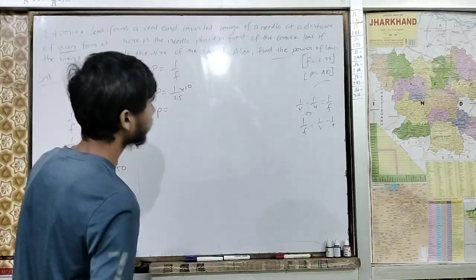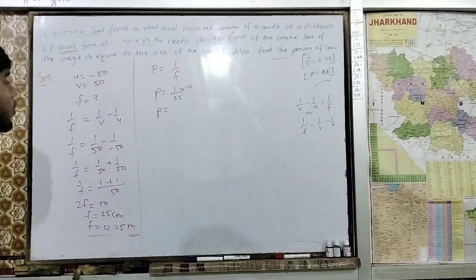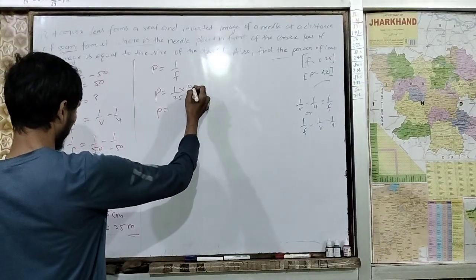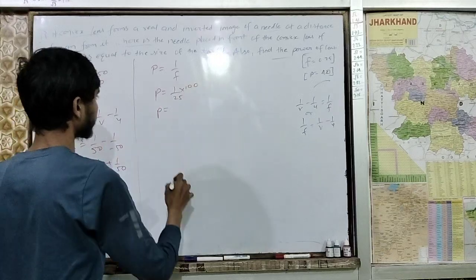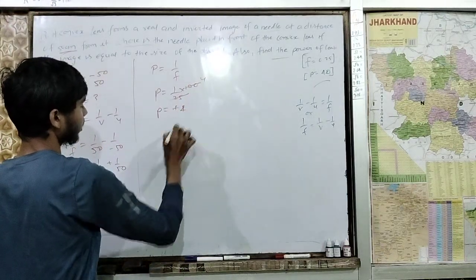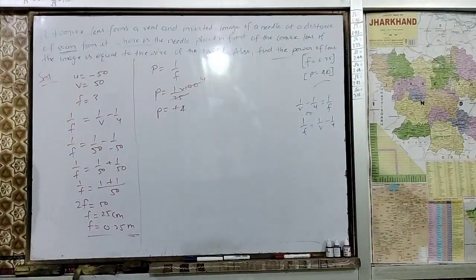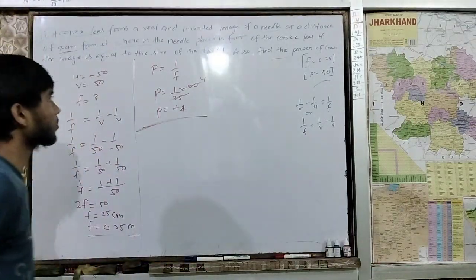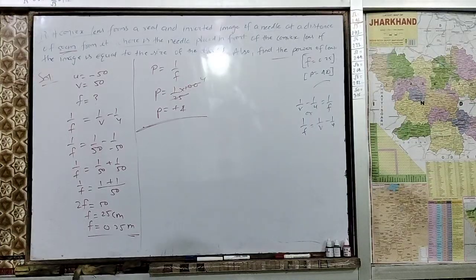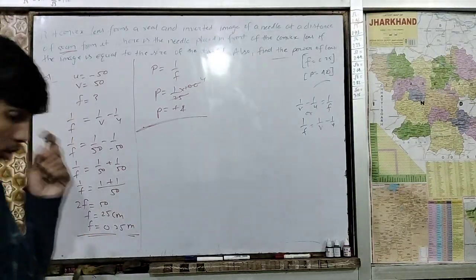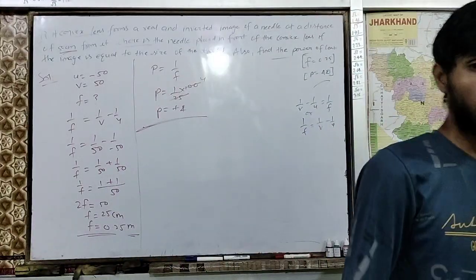It will give you how much? You can see it is 100 upon 25, so it is coming 4. So the power of the lens is 4 dioptre, and this focal length is 0.25 meter.